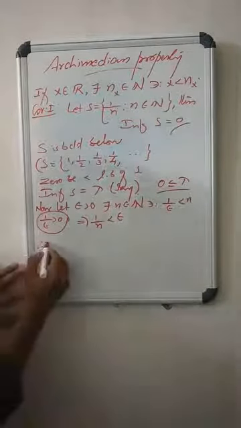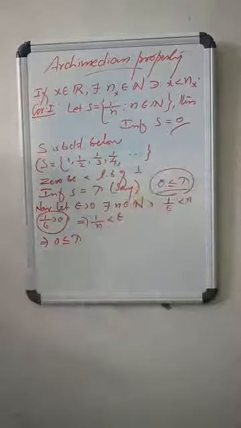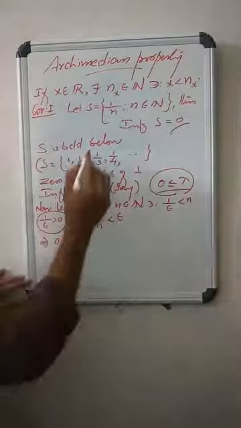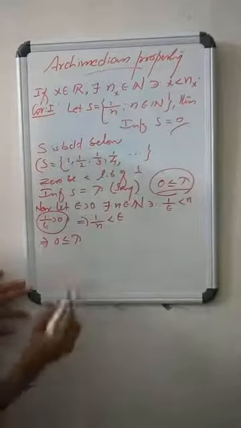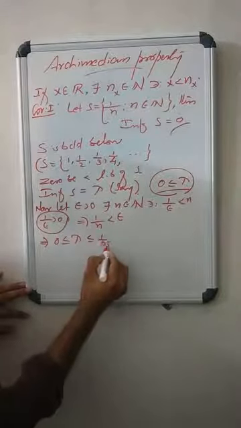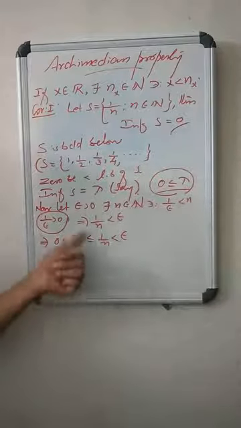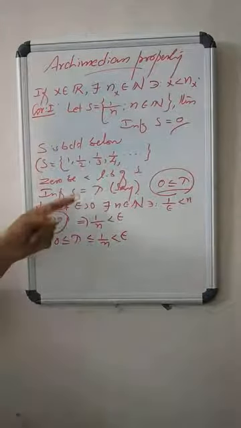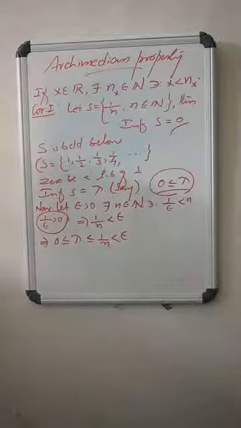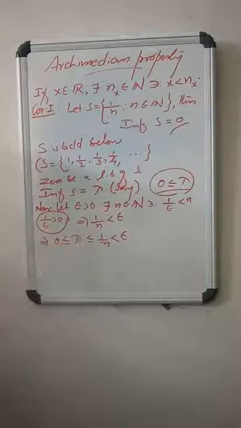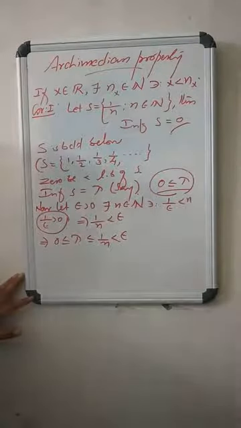So 0 is less than or equal to lambda from here. But lambda is the infimum of S, so by the choice of S, lambda is less than or equal to 1 by n, so it is strictly less than epsilon. Why is lambda less than or equal to 1 by n? Lambda is the infimum of S, and S is the set of all 1 by n where n is in N. So surely lambda is less than or equal to 1 by n. Then 0 is less than or equal to lambda, less than or equal to 1 by n, less than epsilon.